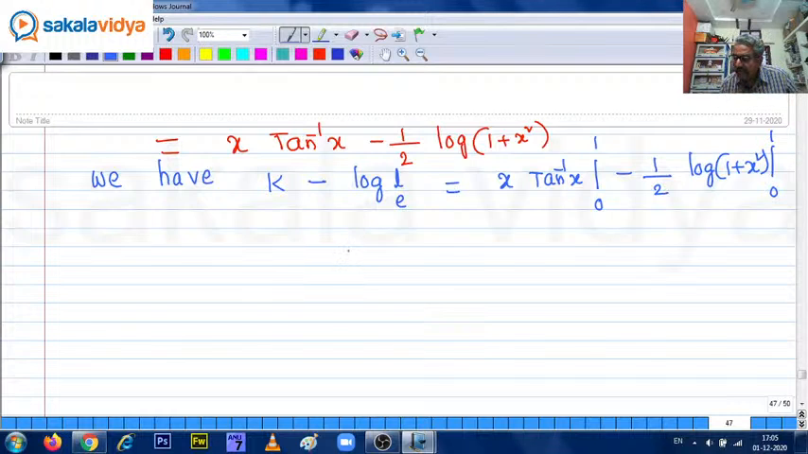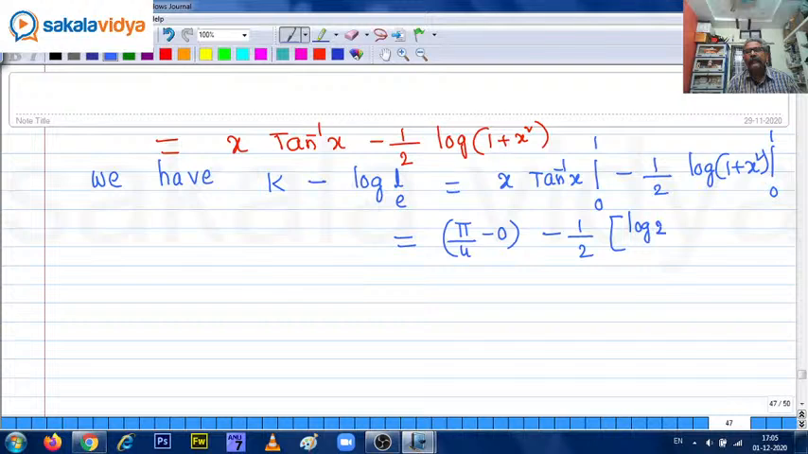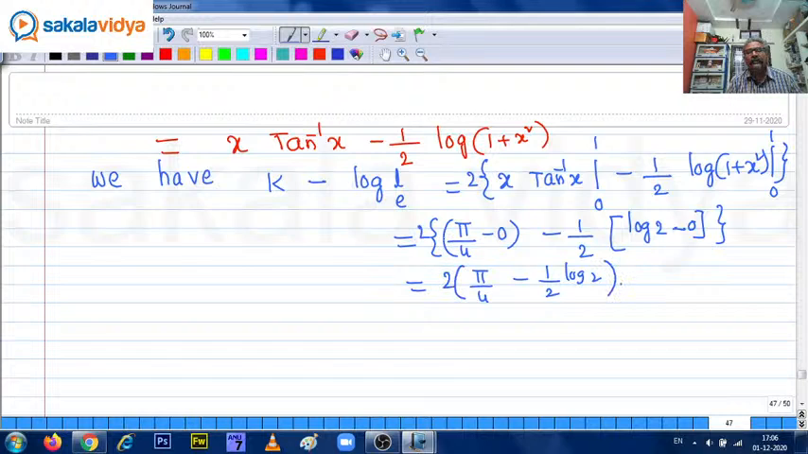Okay, take it for granted. So this equals, first substitute 1 into tan inverse 1, that will be pi by 4, minus 0 you will be getting, and minus half times you get log 2, and next here you will be getting minus log 1 is 0. This is pi by 4 minus 1 by 2 log 2, but this will be 2 multiplied by, because 2 tan inverse x, 2 multiplied by this equals pi by 2 minus log 2.